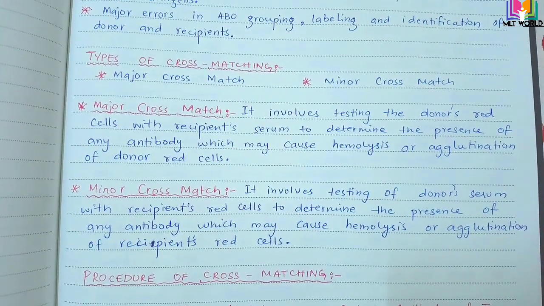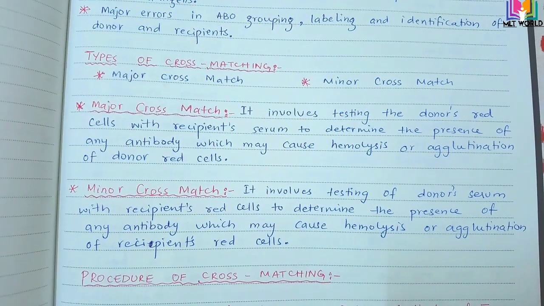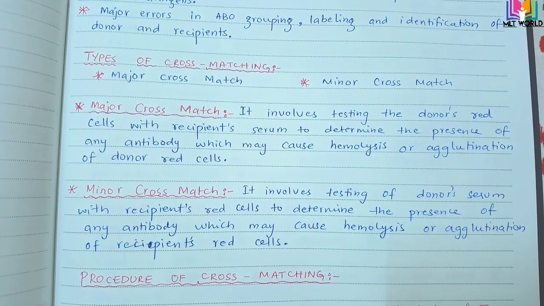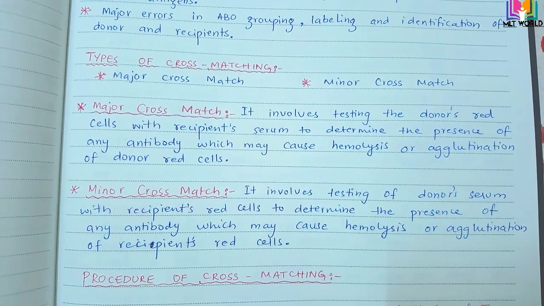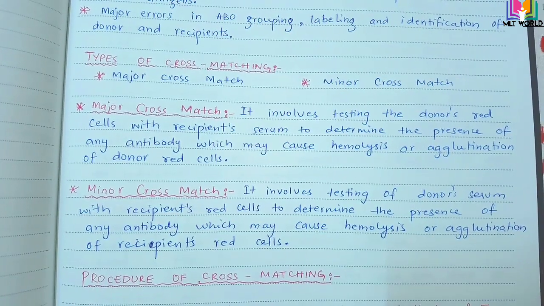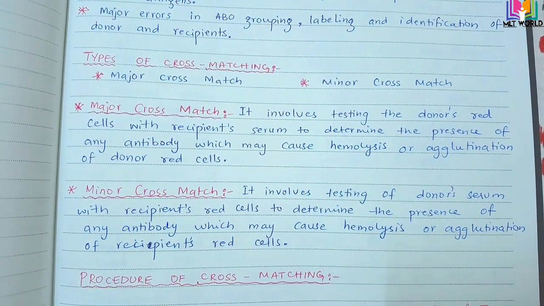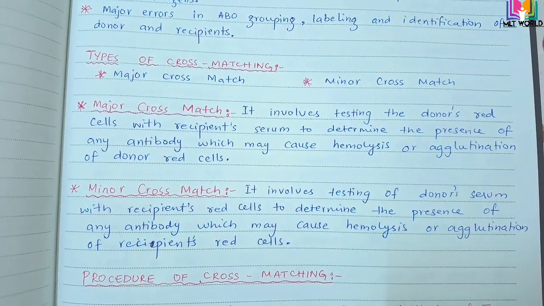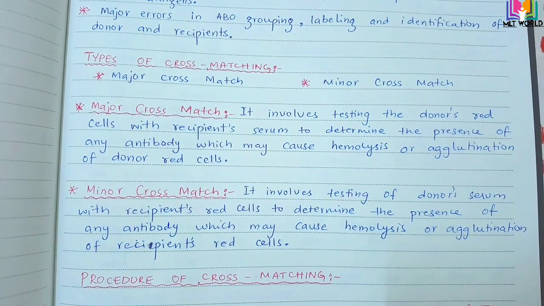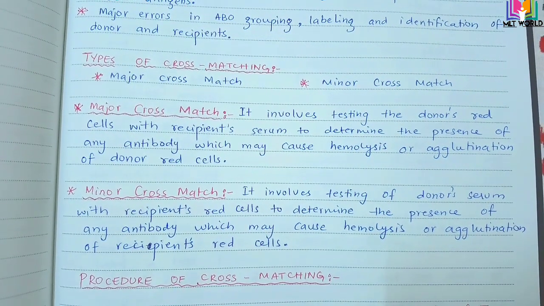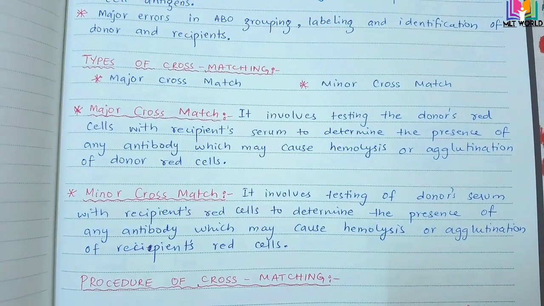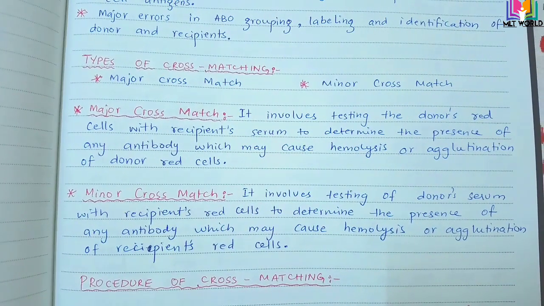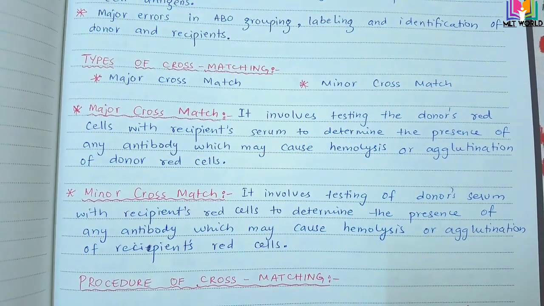Next is minor cross match. Minor cross match involves donor serum or plasma with recipient red cells. We take donor serum and recipient red cells to determine the presence of any antibody which may cause hemolysis or agglutination of recipient red cells. So if you focus on major and minor cross match: in major cross match we take donor red cells and recipient serum or plasma, but in minor cross match we take donor serum or plasma and recipient red cells.